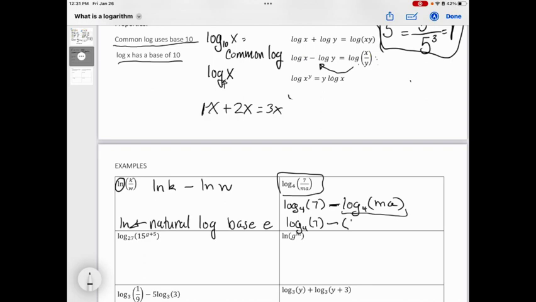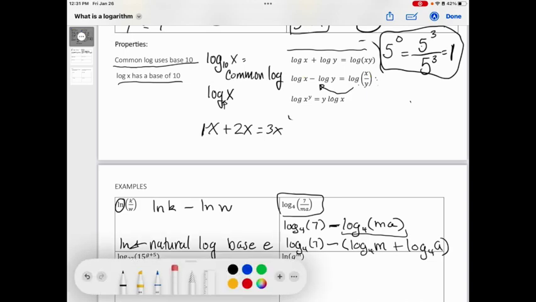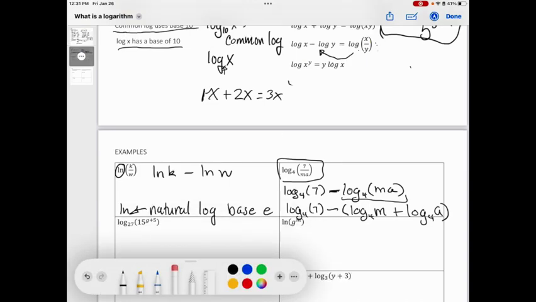So I'm going to break that log up into two separate logs. So I have log base 4 of m plus log base 4 of a. And I used my multiplication rule right here, the first rule. Since I'm running out of room here, I'm going to rewrite it.